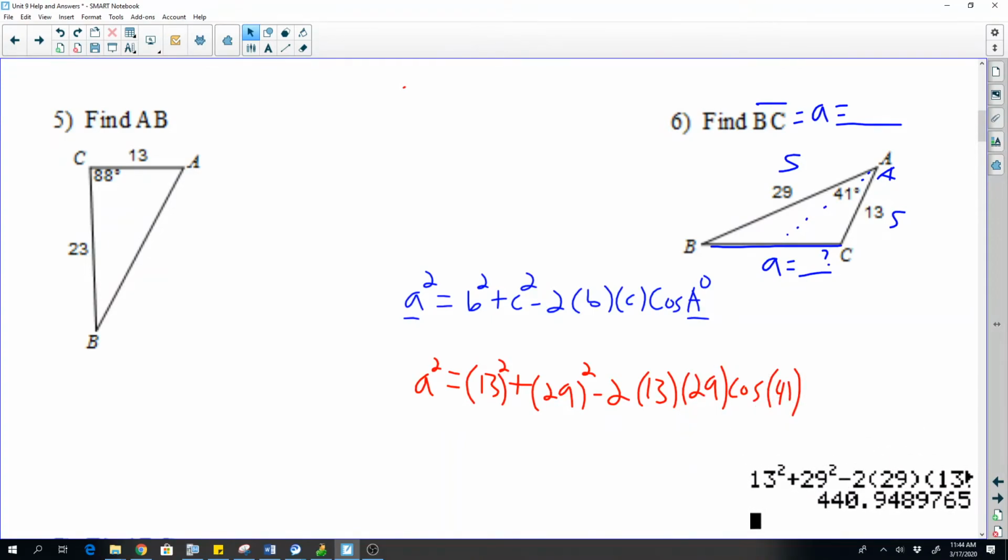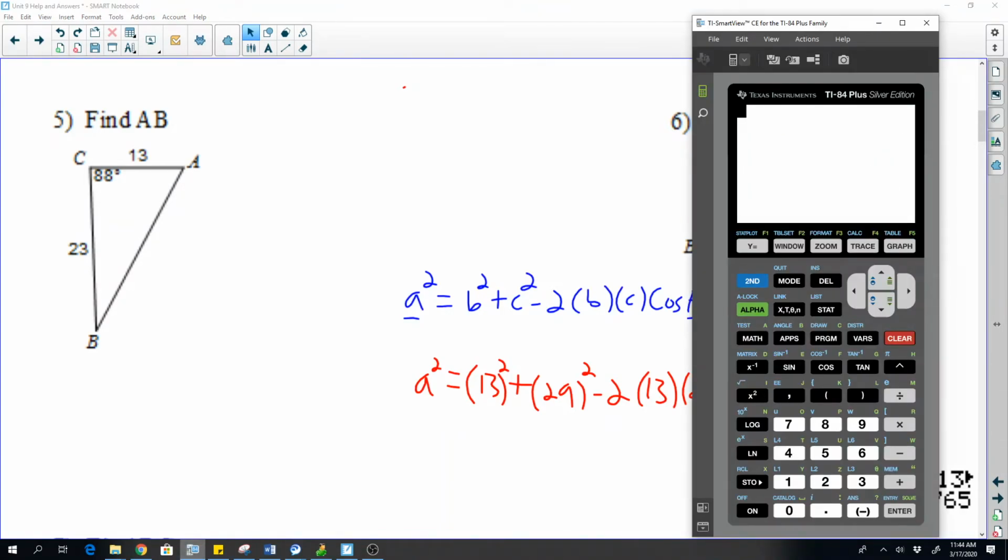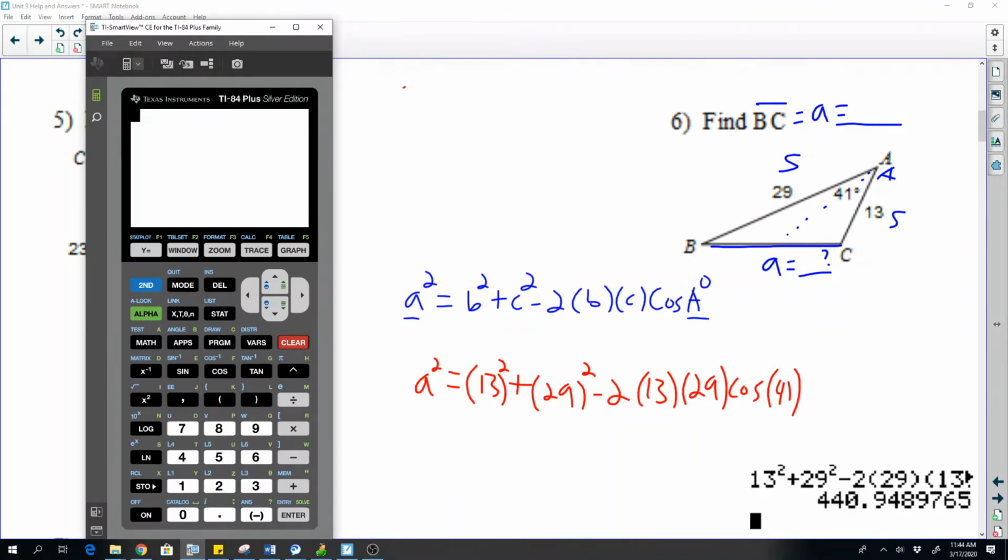But what if this time we square rooted it all, 440.9? So square rooted it all at the same time that we plugged it in. Should we try that this time? We can use a calculator for the whole problem. So the square root of 13 squared plus 29 squared minus 2 times 13 times 29. Calculator knows parentheses means that.